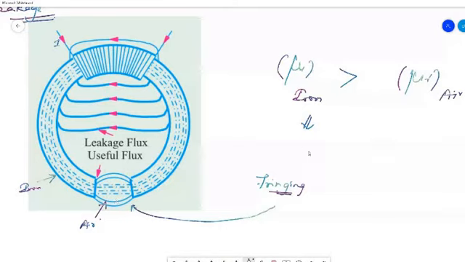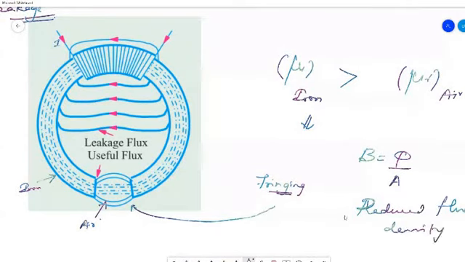So what will happen to the flux density? This is phi divided by A. When A increases, obviously B will decrease. So it means that reduced flux density will be observed.